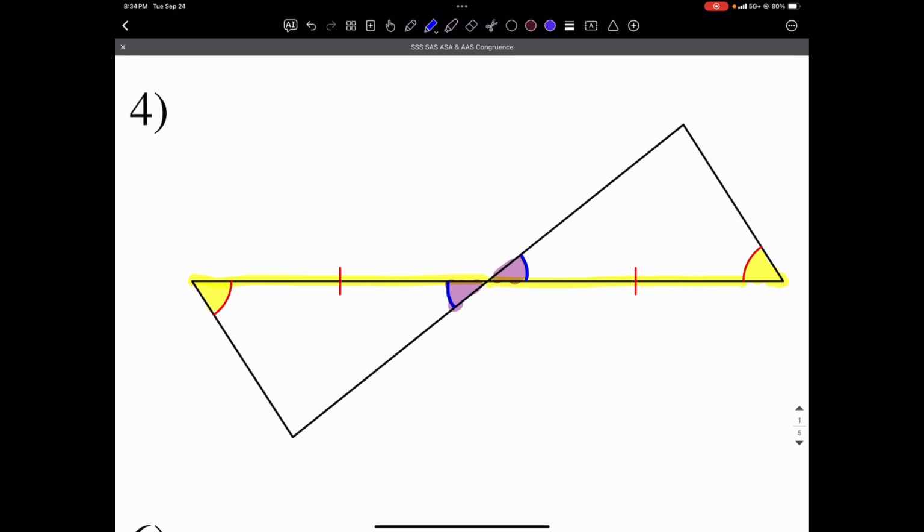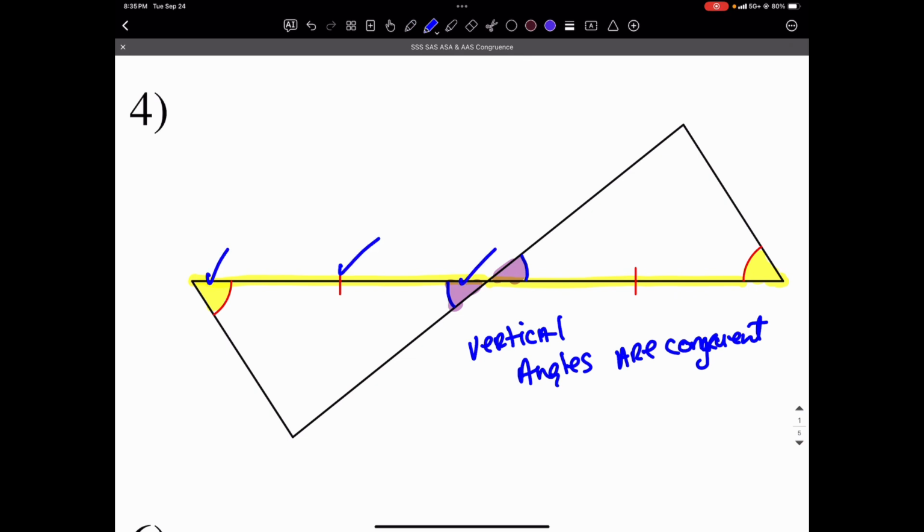if you recall, are what we call vertical angles. Anytime you have two intersecting lines like that, the angles they create are vertical angles, and vertical angles are congruent. So, in this case, we have an angle, we have a side, and another angle. And notice the side is between those two angles. So this one would also be angle, side, angle.